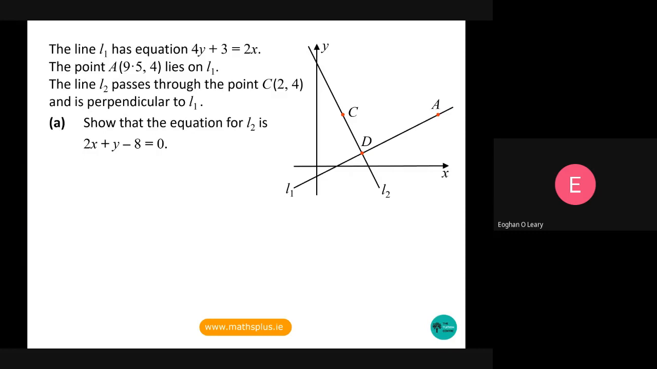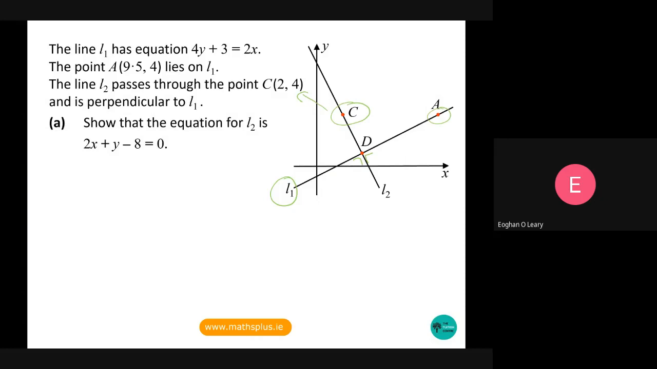The line L1 has an equation 4y plus 3 equals 2x. Okay, the point A, 9, 5, 4 lies on L1. L2 passes through the point 2, 4, and that's point C. L2 is perpendicular to L1. Show that the equation for L2 is 2x plus y minus 8 equals 0.